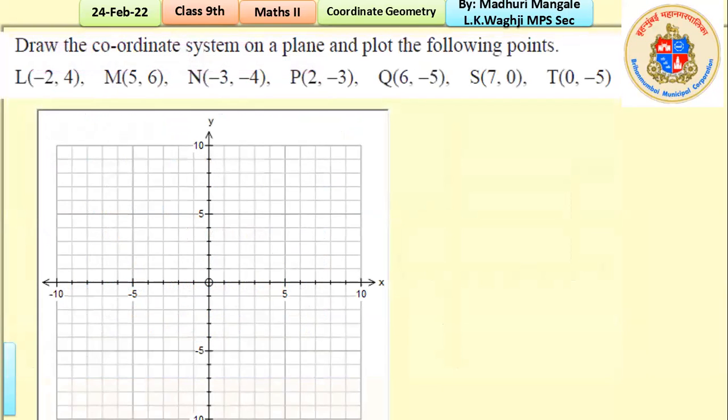Okay. Next here, draw the coordinate system. Yeah, we just need to plot these points here for this question. So let's try out plotting a few of them.